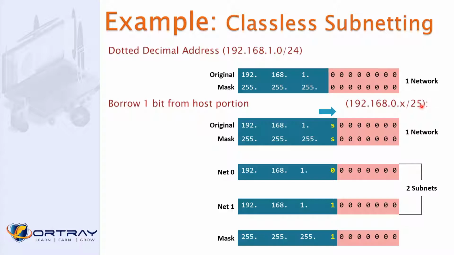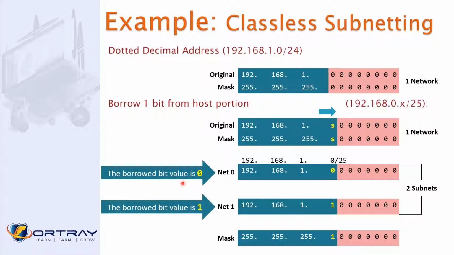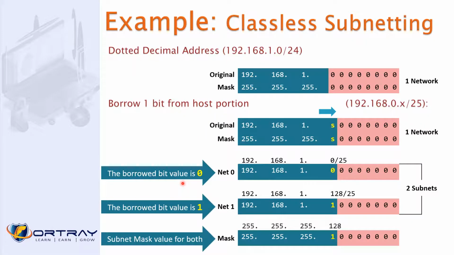/25 means we just borrowed one bit from the host portion. We borrowed that one bit, and that's all. Now both networks will have the same subnet mask. The subnet mask will be no different. Okay.